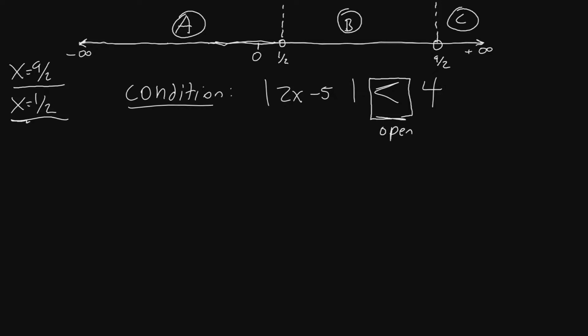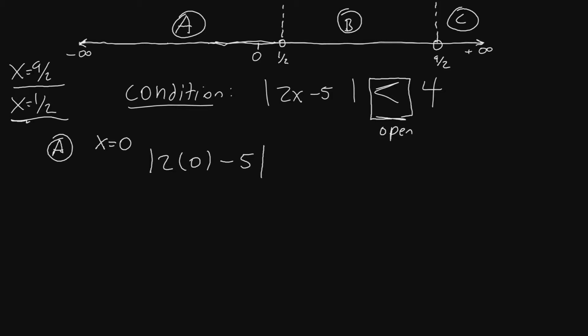Now we need to select an x value inside of region A and see if that satisfies the condition that we started with. Let's try x equals 0 in region A. So let's plug in 0 for the x. We'll have 2 times x minus 5 inside of the absolute value, and insert the 0 where the x was.